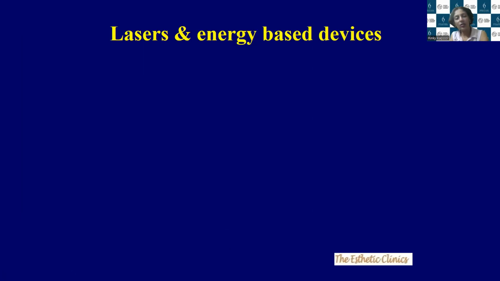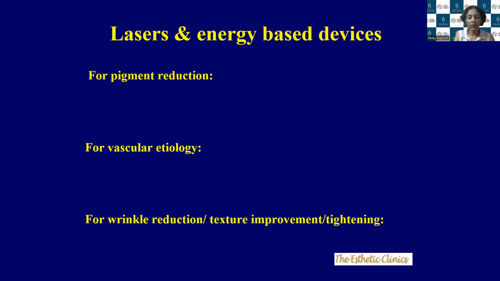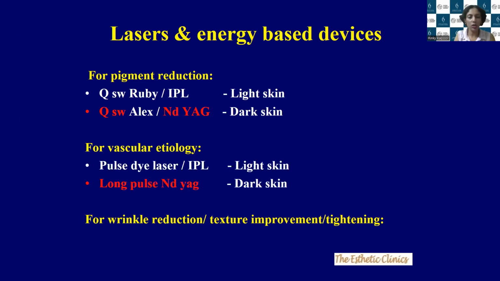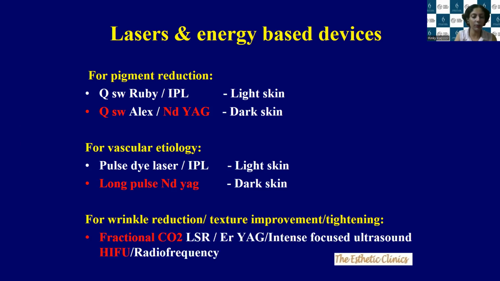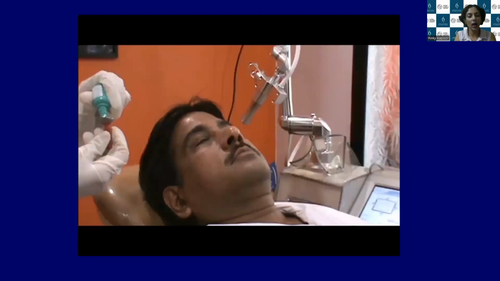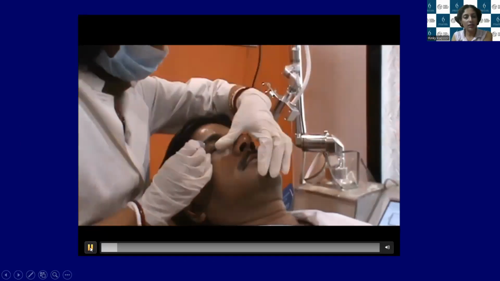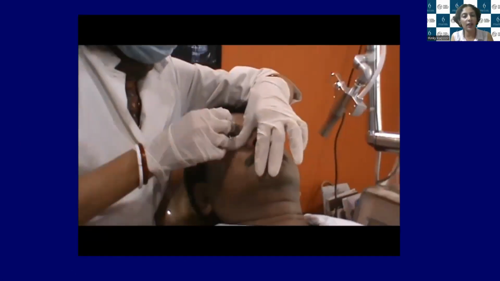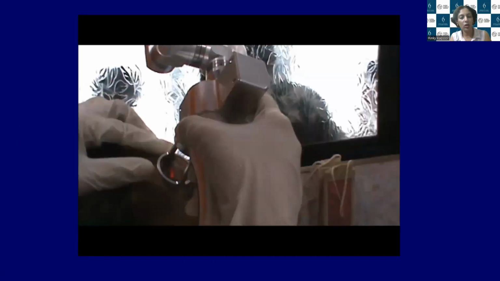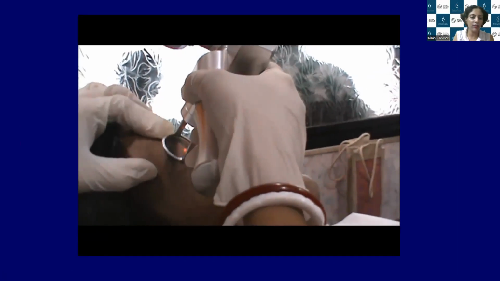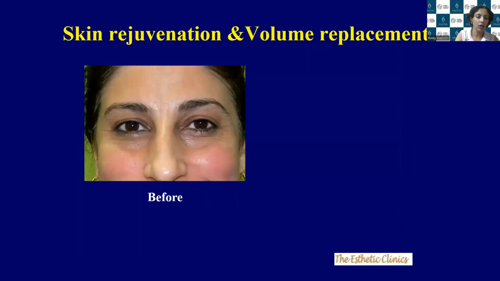Now, the lasers that are used in this part of the world for pigment reduction, we use the Q-switch Nd:YAG. For vascular etiologies, we use the long pulse Nd:YAG, and for wrinkle and texture improvement, we use the fractional carbon dioxide or the high intensity focused ultrasound. Now, this is just a small clip to show you how the CO2 laser is done. That's a corneal eye shield that we're inserting in the eye, which gives support to the upper and lower eyelids and also protects the cornea so that we could do the laser. It's a very, very good laser for resurfacing around the eyes.